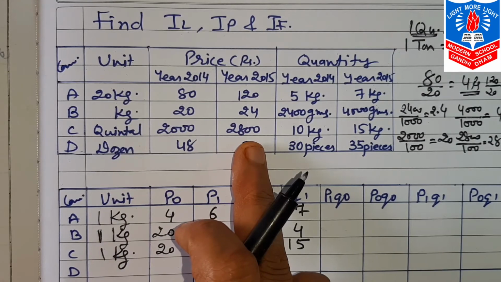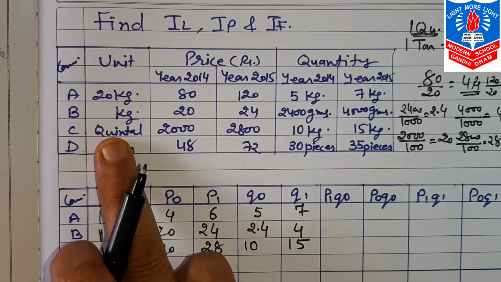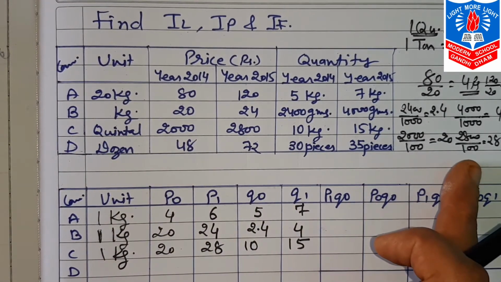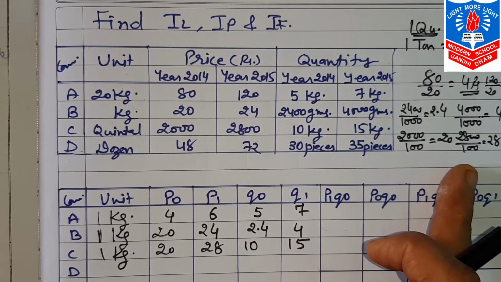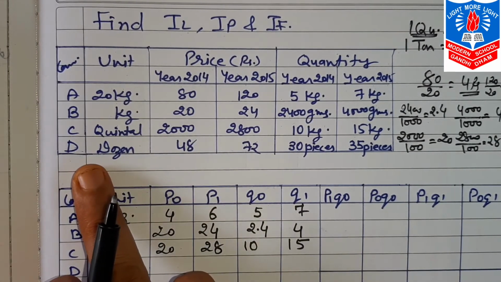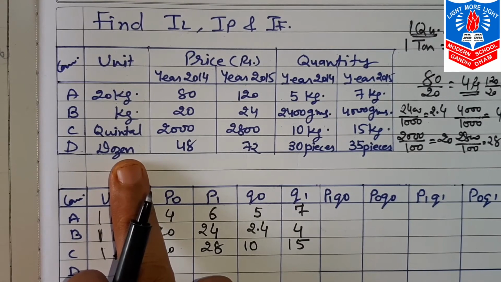Here also, 2800, we divide by 1000 if ton is given, and we are converting into kg in that case. And quintal, then simply we divide by 100. Now come to the last commodity, that is D. Very, very important. Try to understand this carefully.